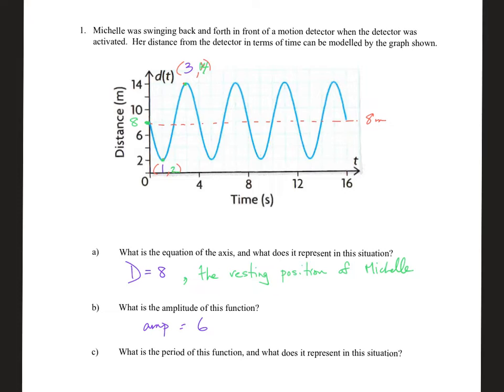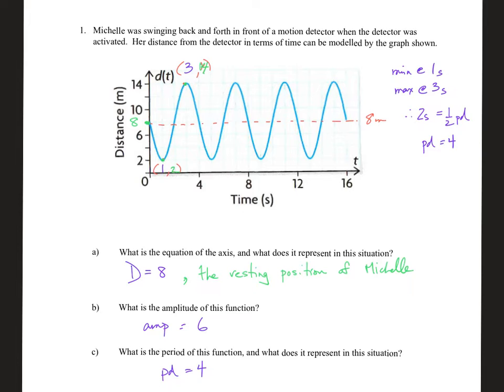Question C, what is the period of the function and what does it represent? Well, for that period of the function, we notice that we have a minimum at 1 second and then a maximum at 3 seconds. And so we know that the distance between those, the min to the max, would be 2 seconds. We know that that equals half the period. And so we can see that we have a period of 4.